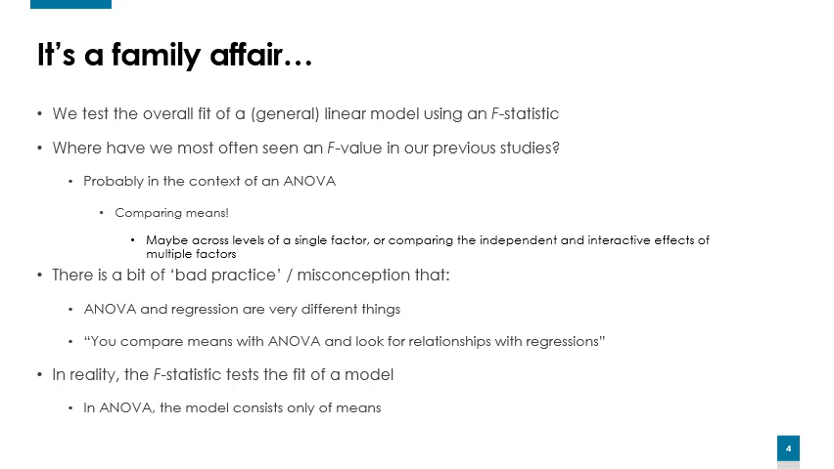And if we just pause for a moment and think where we most commonly see this F statistic in previous studies, in our previous experience of research methods, for the majority of people, it would probably have been in the context of analysis of variance, either as a one-way analysis of variance or indeed as a multivariate analysis of variance. And the conception is that we use ANOVA to compare means, or that what an F statistic does is compare means across either levels of a single factor or compare independent or interactive effects of multiple factors.